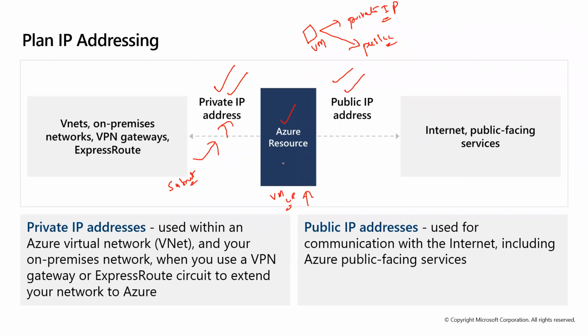Then how will your resource get a public IP address? You create a public IP address. You, as an admin, create a public IP address and assign it to the network interface card of the VM. That's how the VM will get a public IP address. So for a public IP address, you need to create it and associate it to the network interface card.